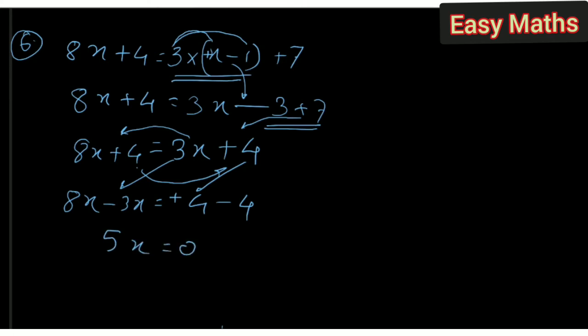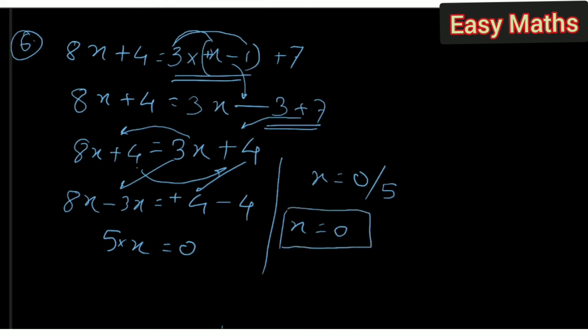So 5x equal to 0, that means x equal to 0 divided by 5. Multiplication 5 becomes division. But 0 divided by anything is 0. So we have the answer as 0.